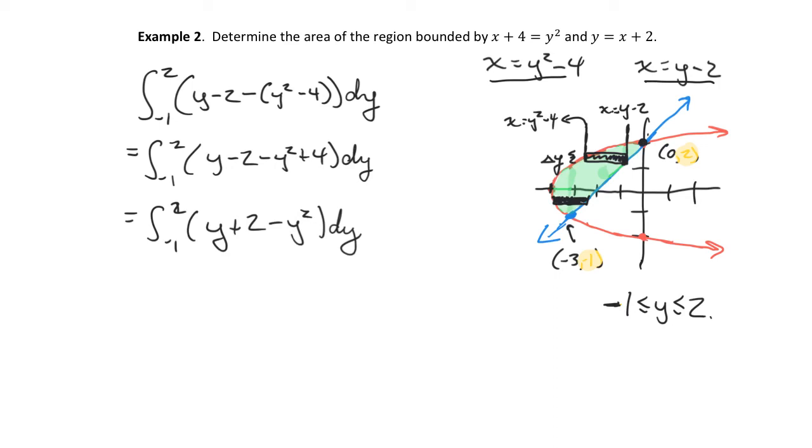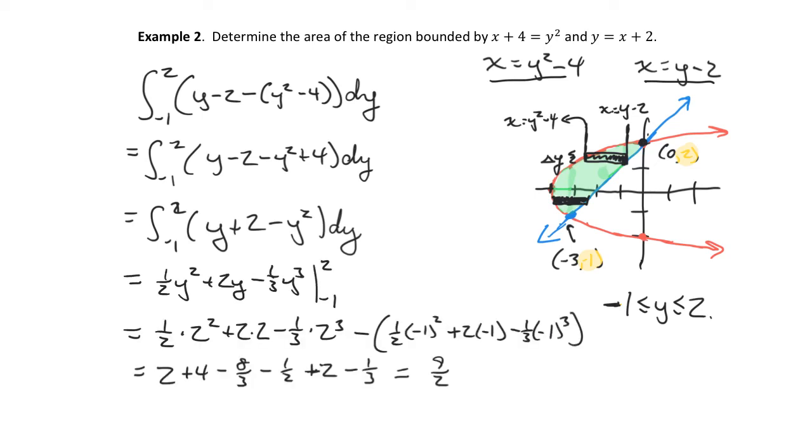So we're going to find the antiderivative. We'll get 1/2 y squared plus 2 times y minus 1/3 y cubed, evaluated from -1 to 2, which, after we calculate everything, becomes 9/2. Again, if you want to see the calculations, pause the video for a moment and look through them to verify that you understand where they're coming from.